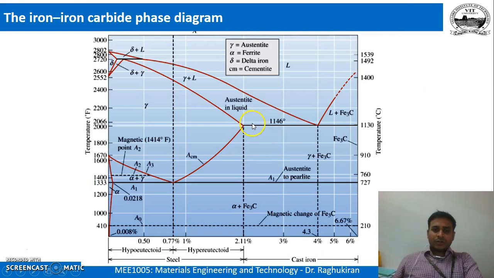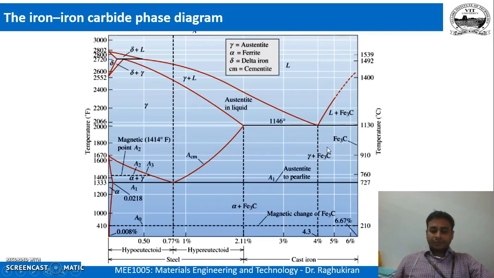So here, this is the eutectic point, and one liquid is transforming into two solids, right? One is austenite, the other one is cementite, and this is a eutectic mixture of austenite and cementite, and this is called ledeburite, isn't it? Right.